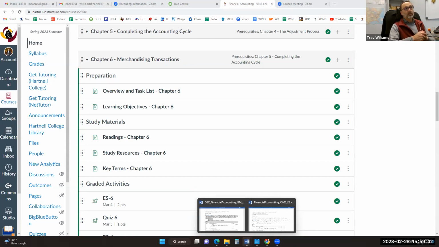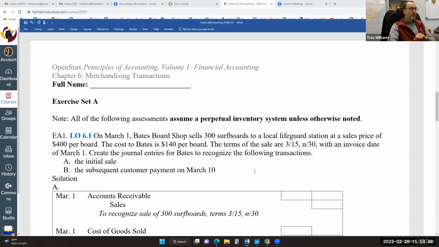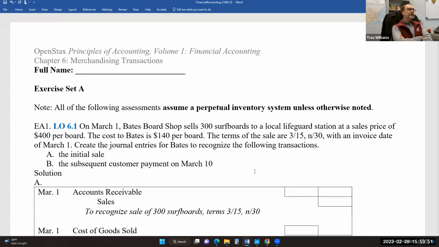In this week, we're going to be looking at merchandising transactions. And hopefully you've read the chapter or watched the recorded lecture, and you know that merchandising is really just a fancy word for retail. So a merchandiser is a company that buys finished products and resells those finished products. So that's what we're going to be talking about: how we do accounting for merchandising companies.